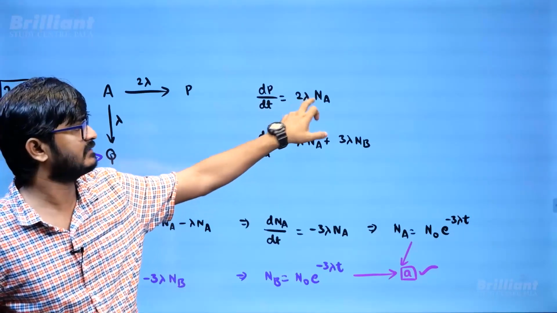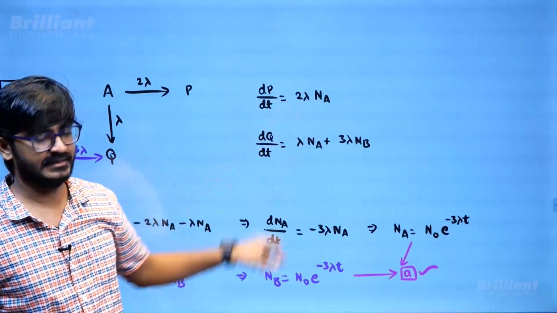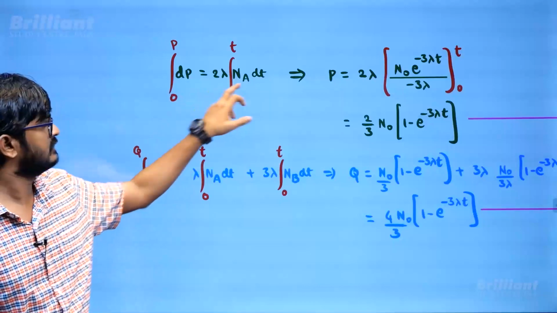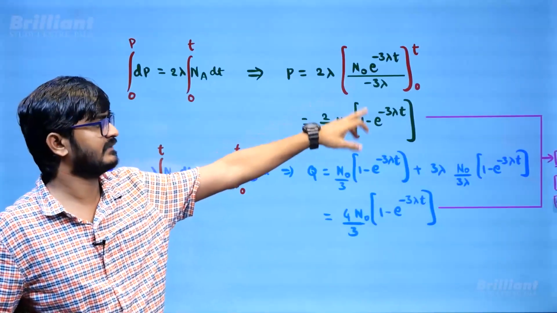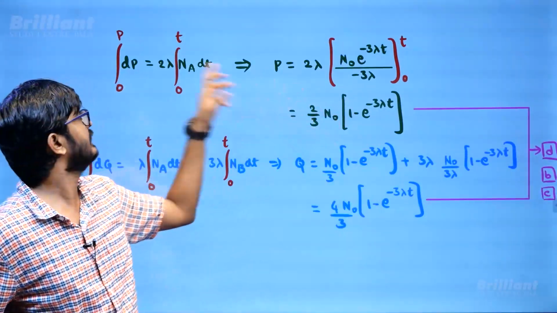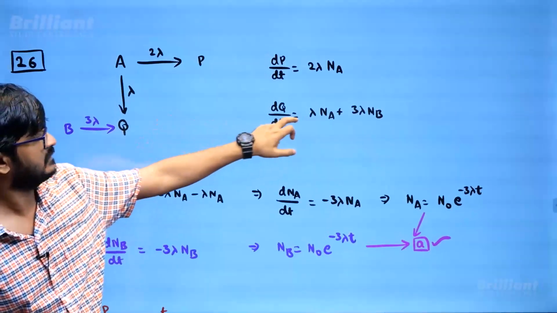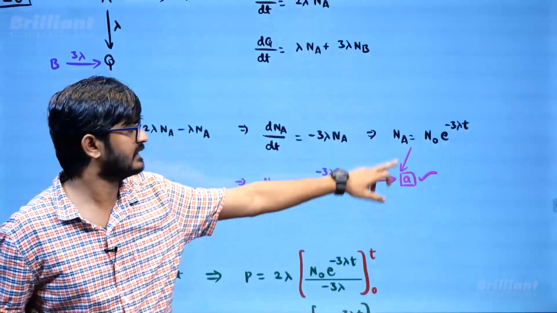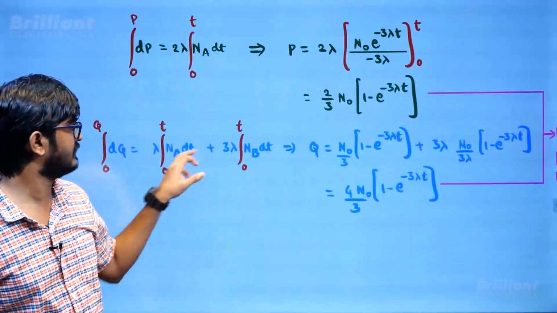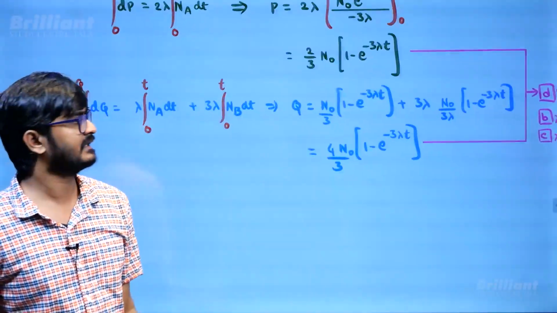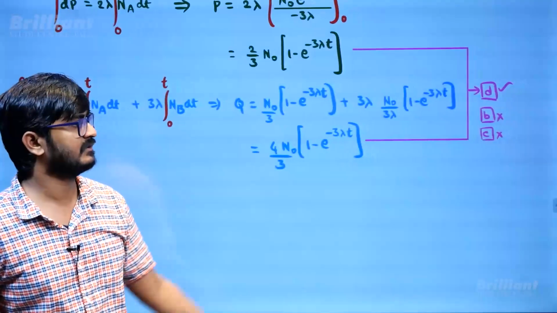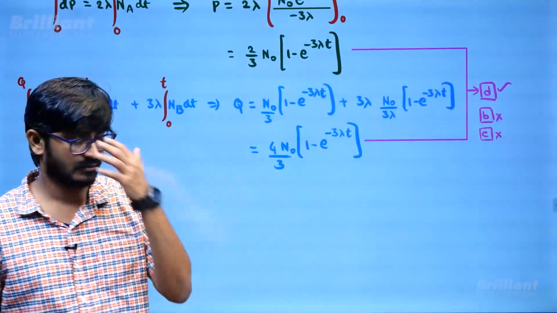It is the integration of 2 lambda Na dt, right? Na you know, so when you integrate it and substitute the limits, you will get this much. Np is this much. Similarly you can write Q. Na you can substitute, Nb you can substitute, you have Na and Nb, so you can substitute them back and integrate, and you will get this result. From there you will get option D as correct, remaining options as wrong.